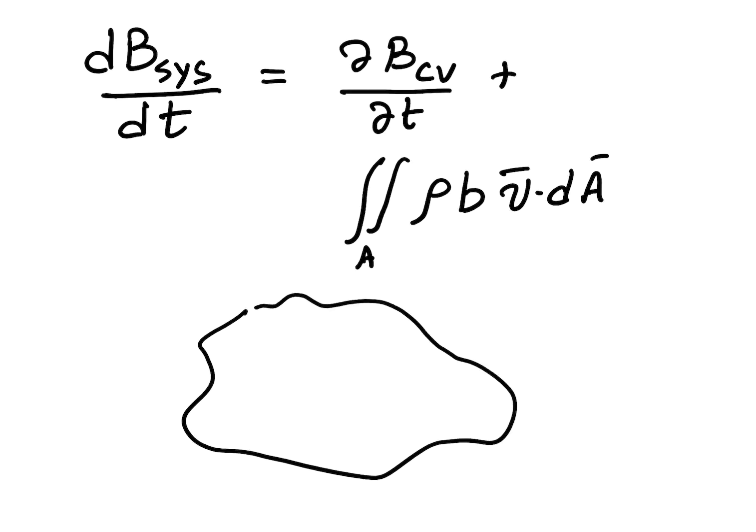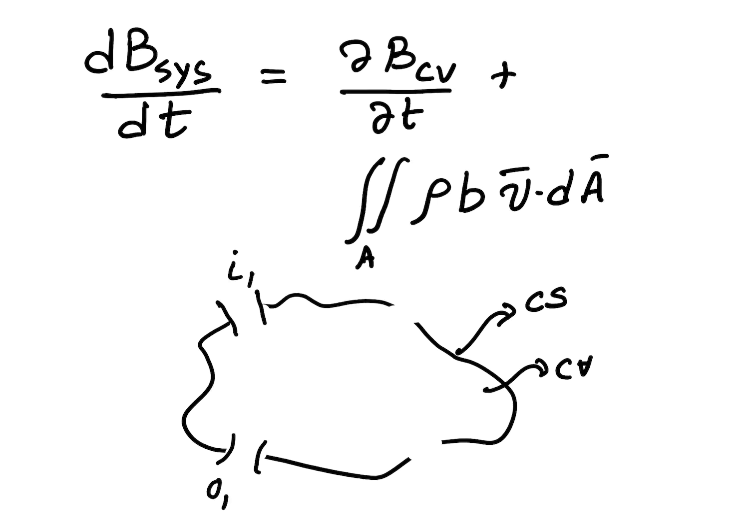I can have an arbitrary shaped control volume. The surface bounding the control volume, or separating it from the surroundings, is called the control surface, and on this surface I could have an arbitrary number of inlets and outlets. So I'm going to just draw a few: inlet I1 and outlet O1, and inlet I2 and outlet O2. I could have any number of inlets and outlets.